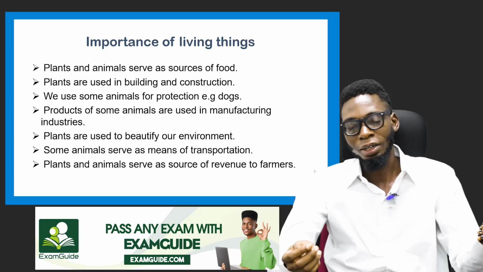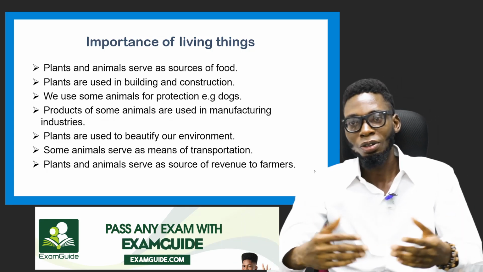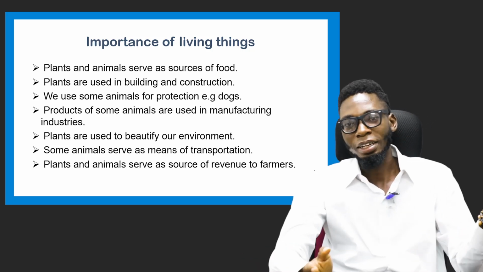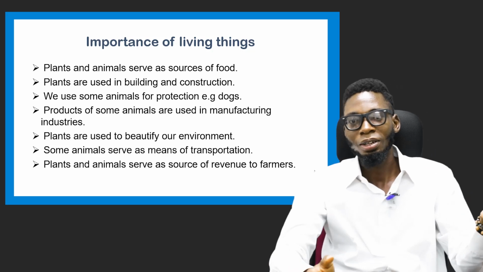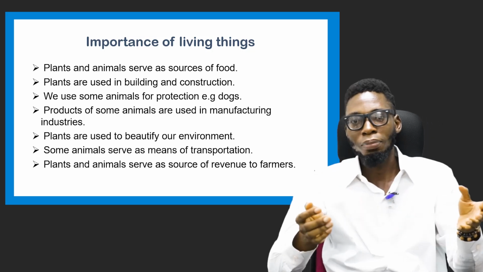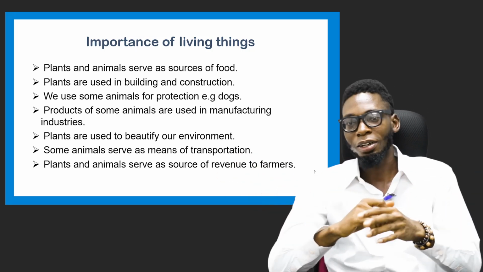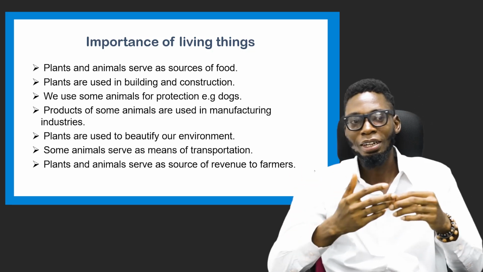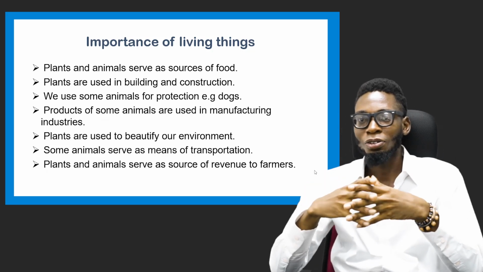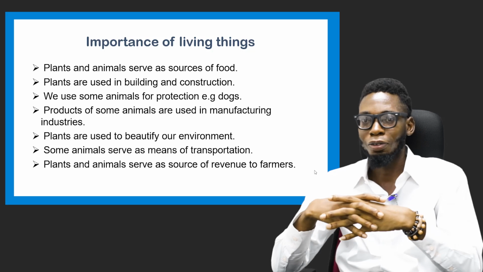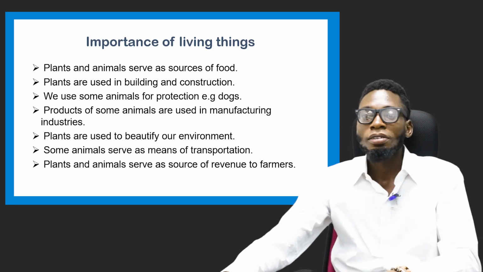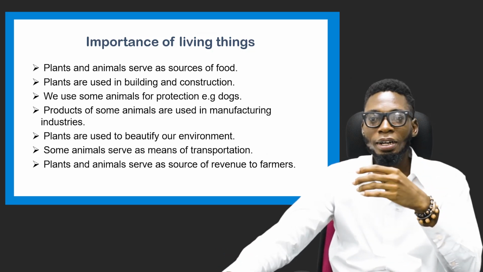Wood gotten from plants is used in building and construction. Dogs serve as protection. And then some products of animals like their skin, their hide, their horn, milk are used in manufacturing industries. And then some plants are actually used to beautify our environment. They are very beautiful, so when we plant them, they make the environment very attractive. While some animals are beasts of burden. And of course, plants and animals serve as a source of revenue to farmers. So let's go straight to our exam guide.